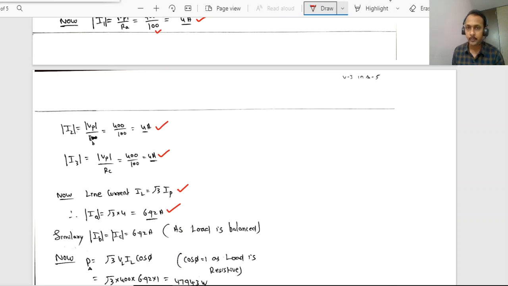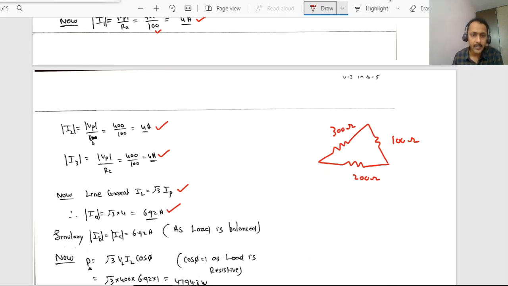6.92 amps. In this problem, as the load is balanced, in the remaining phases also we will get the same magnitude of current. In case, for example, if he had given different values of resistors, then you will get different values of current. For example, if this is 100 ohm and this is some other 200 ohms and this is some 300 ohms, then we will get three different values of currents. But in this problem, all the resistors are the same, so we will get the same currents because the load is balanced.